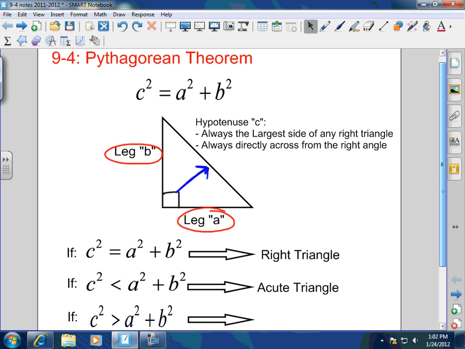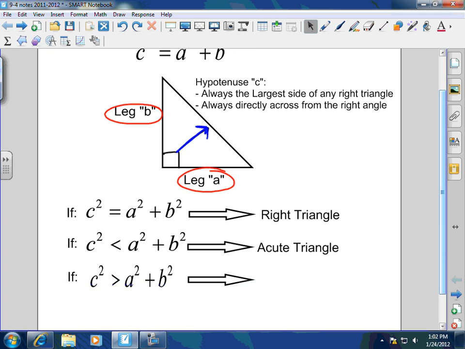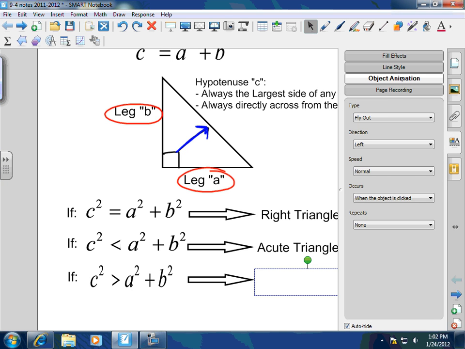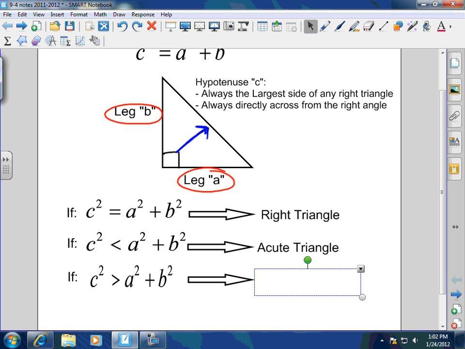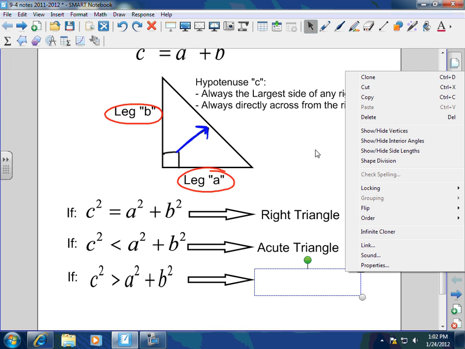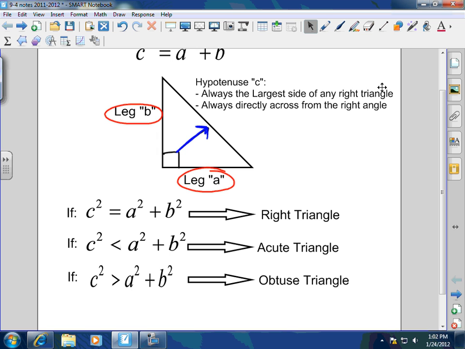And then, what do y'all think it would be if C squared is greater than A squared plus B squared? It's going to be obtuse. Oh, I messed up on that one. Sorry about that. Obtuse triangle. So that means that you're going to have a triangle with one of the angles larger than 90 degrees. So this is very awesome. It's very good. The formula works. You're going to use the formula and solve everything you want and need.